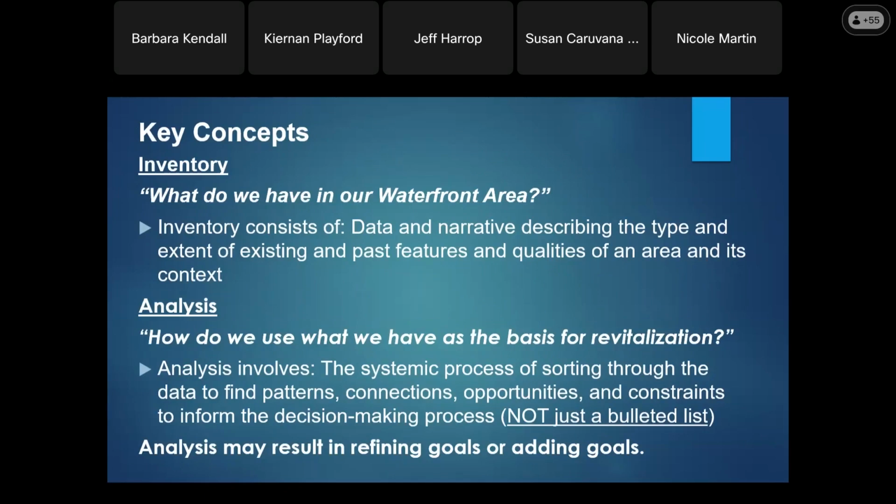It is basically a systematic process of sorting through the data to look for patterns and connections, opportunities and constraints for the purpose of informing the decision-making process for revitalization. The analysis should be explored and presented in the LWRP in narrative form. It should not just be a bulleted list. As a result of the work being done on the inventory analysis and input from the Waterfront Advisory Committee and the community, they may need to refine their goals or add new goals. Additional inventory analysis may then be needed.